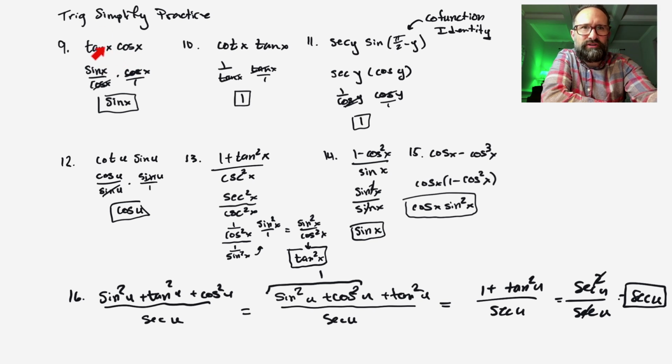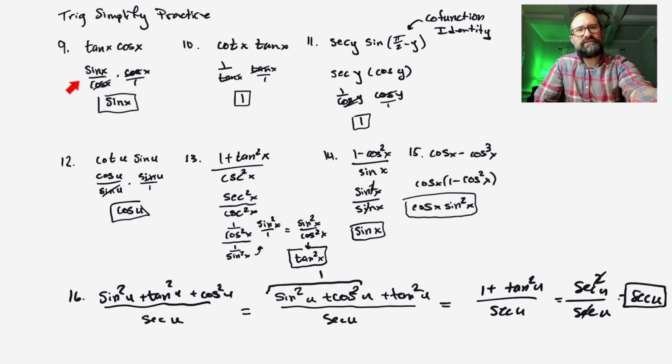So number 9, you had tangent times cosine. I'm looking at my formula sheet, and I'm looking for tangent because a lot of the time, one of the things I like to do is to switch everything into some version of sine and cosine. So I look at my tangent formulas. I can find the identity for tangent equals sine over cosine. So I'm going to switch that out.